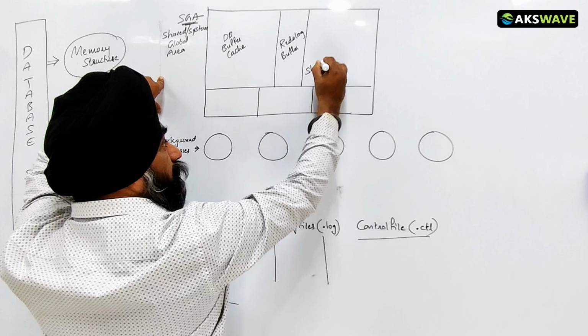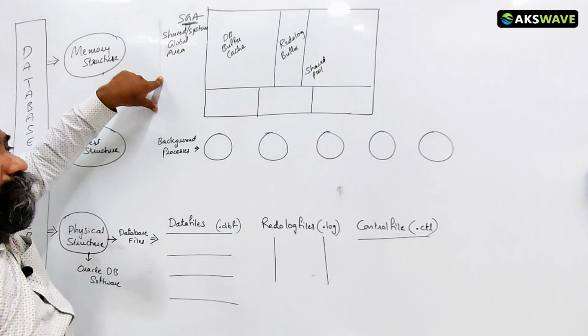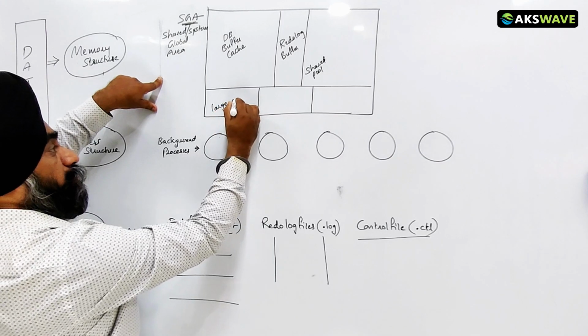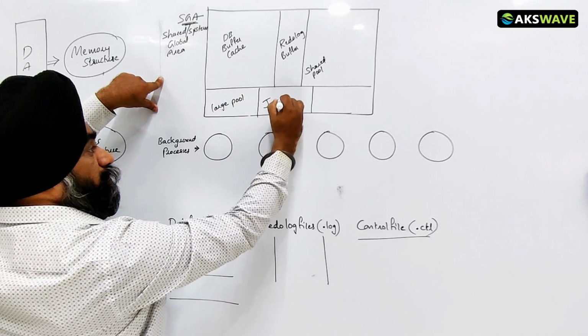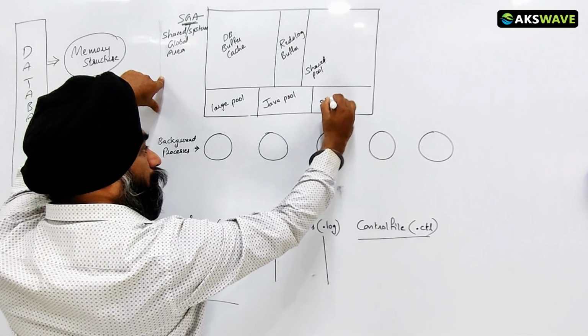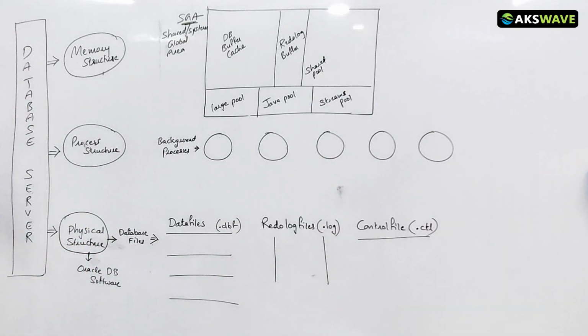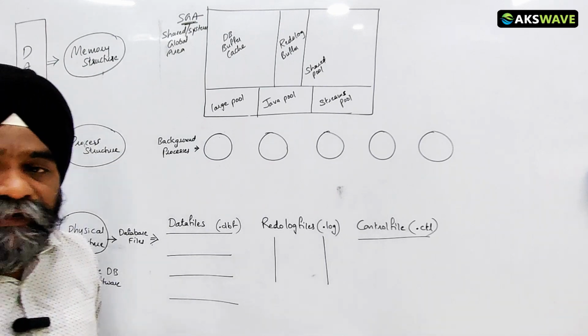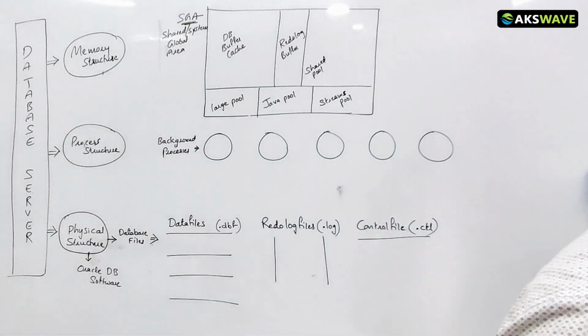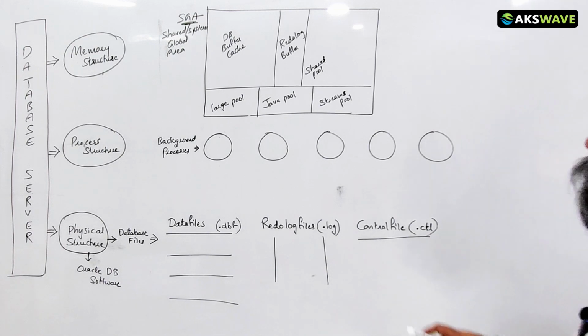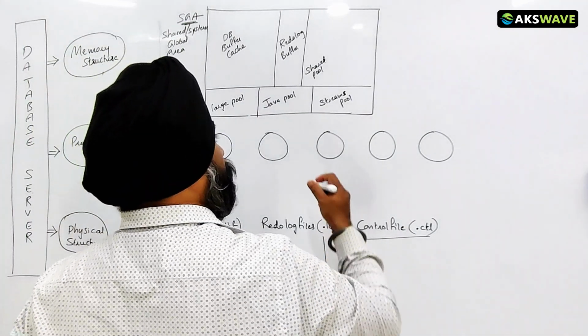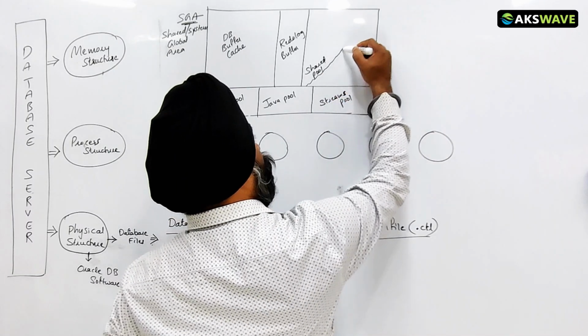Another one is called the shared pool, right? Next, large pool, Java pool, streams pool. So I see that my SGA is mainly divided into 6 components. What are those? One, DB buffer cache, redo log buffer, shared pool, large pool, Java pool, and streams pool. 6 main components.